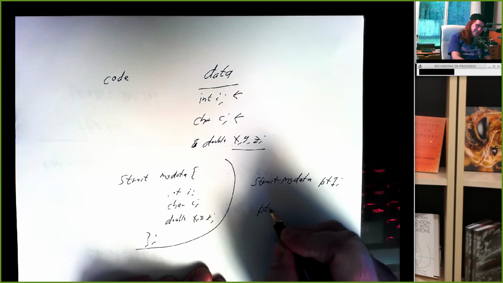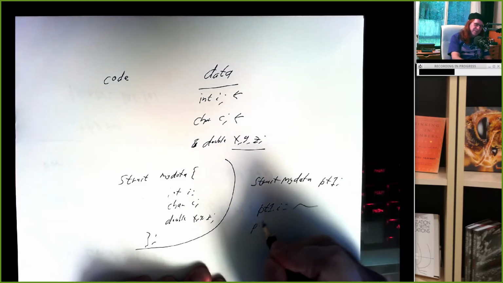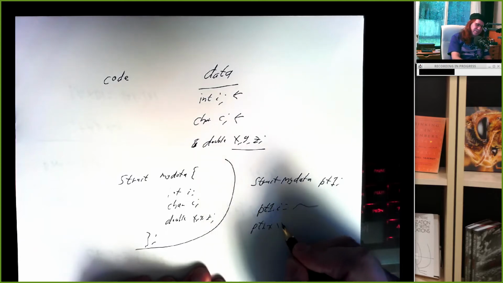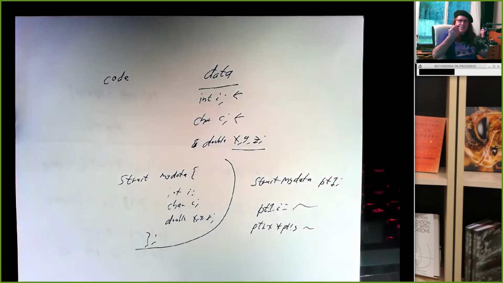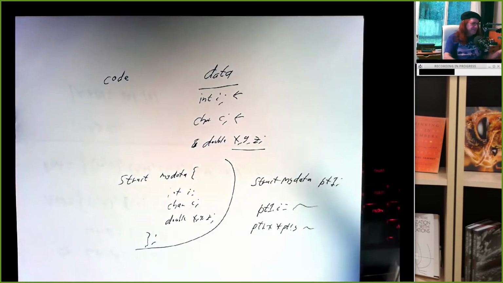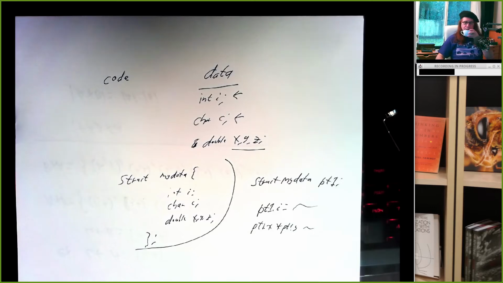And I can say, okay, I want to look at point 1 dot I and set that equal to something, and I want to take point 1 dot x and multiply by point 1 dot y and do something else, right? And it's this enhanced type of variable. And so this is one way to add structure to the information in our program, is to group it together into this sort of single logical entity.